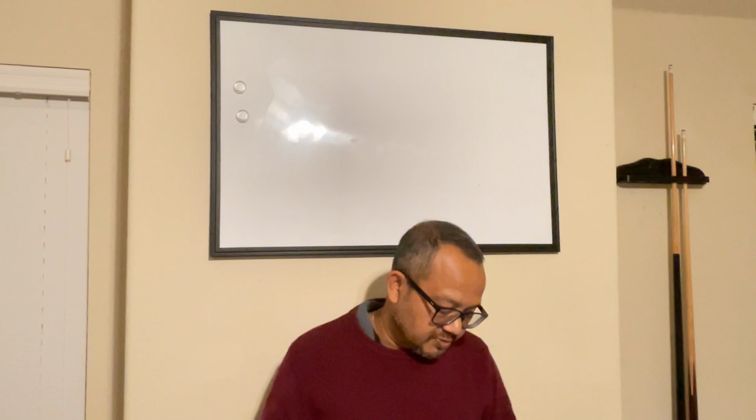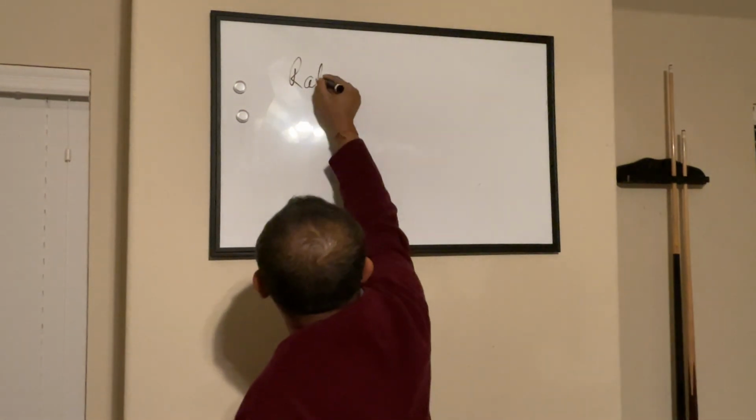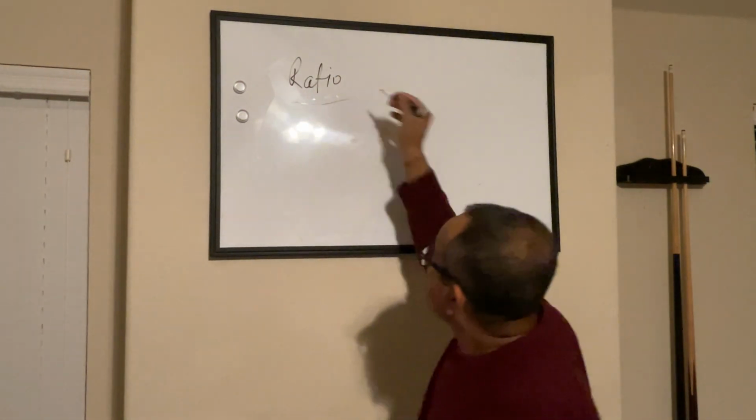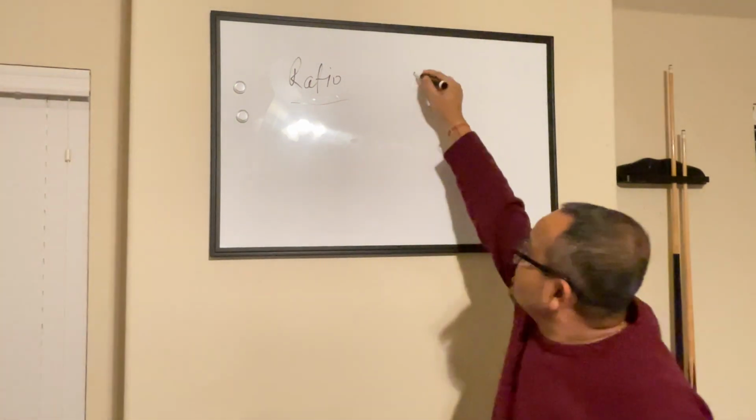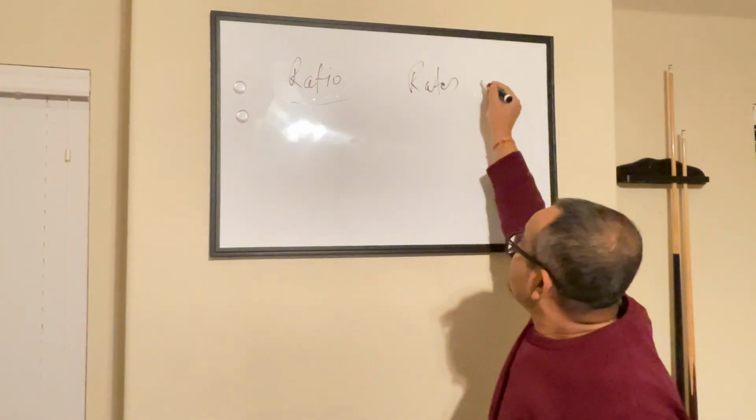Then we will talk about data representation, scatter plots and linear and exponential growth, and also probabilities to some extent. So let's start with the first part, which is ratio, rates and proportions.